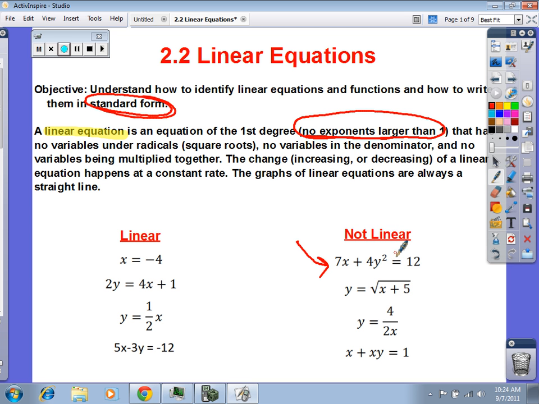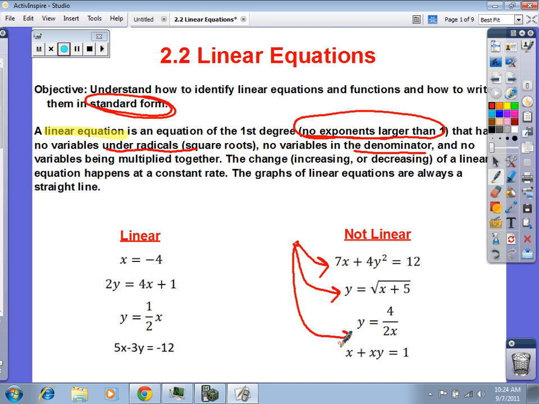Second, you cannot have anything under a radical. That's square roots. If you have a variable underneath the square root, that's not going to be linear. Right here, this one. The third one, you can never have a variable in the denominator. So you can never divide by x. If you ever have x on the bottom of a fraction, you're in trouble.